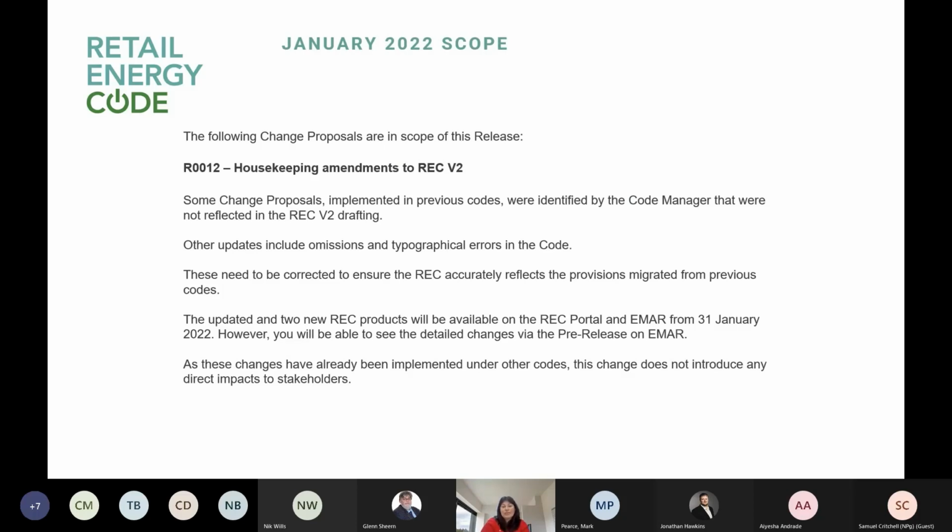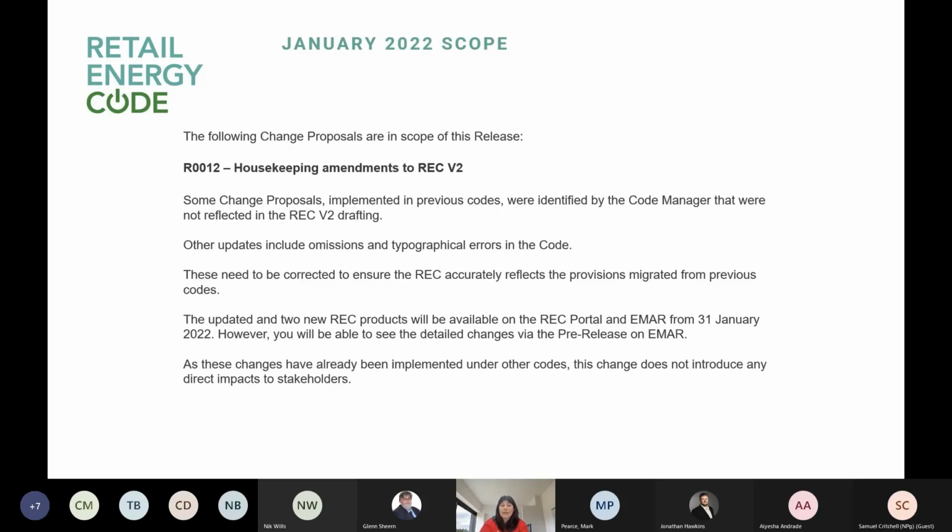So the January 2022 REC release, in scope, we have two change proposals. We have R12, which is the housekeeping amendments to REC version 2, and we have R20, which is the ETOS report dissemination. So R12 is updating REC products. So some change proposals were implemented in previous codes, and it has been identified that not all of those changes implemented by other codes were reflected in the REC version 2 drafting.